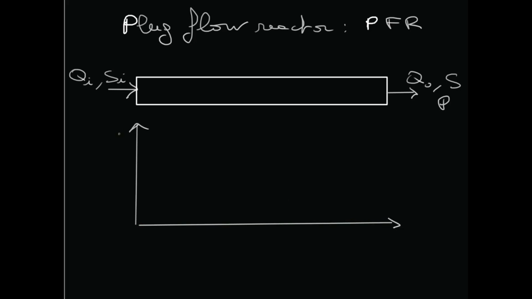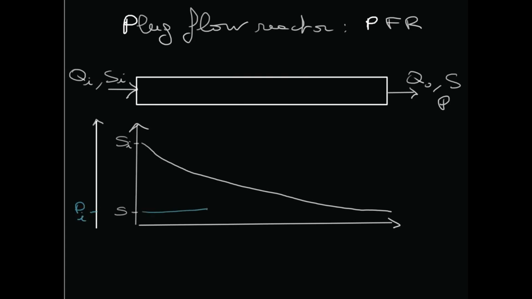We are going to represent here the concentration along the flow. So we can see that the substrate decreases during the flow inside of the tubular reactor and the product increases. We represent here its concentration at the entrance, Pi, and this concentration will increase during the flow inside of the reactor.